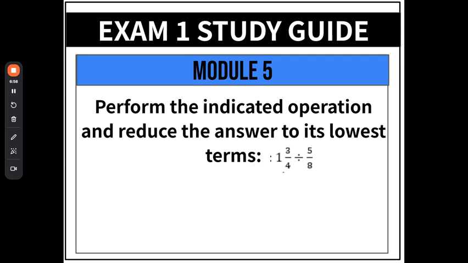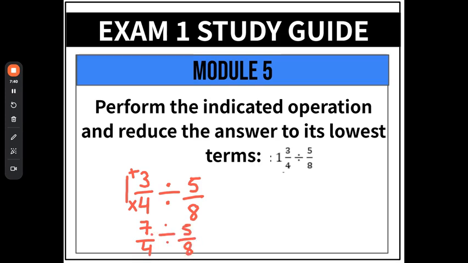Perform the indicated operation and reduce the answer to its lowest terms. So I have a mixed number here divided by a fraction. Now, what I like to do is turn this mixed number into an improper fraction. So we're going to use the technique that we just used in the other problem. Multiplication, addition. So I've got 4 times 1 gives me 4, plus 3 is 7 over 4, divided by 5/8.